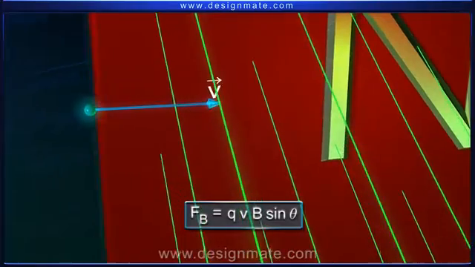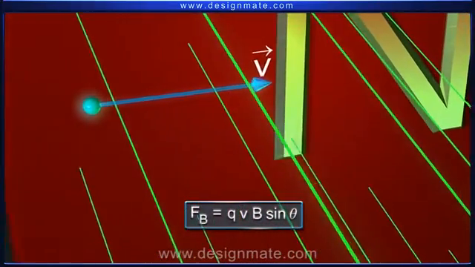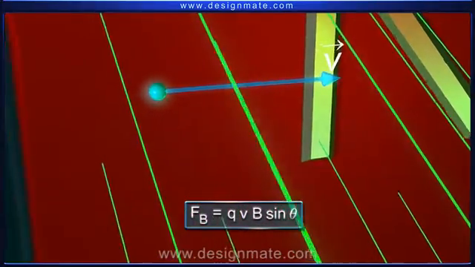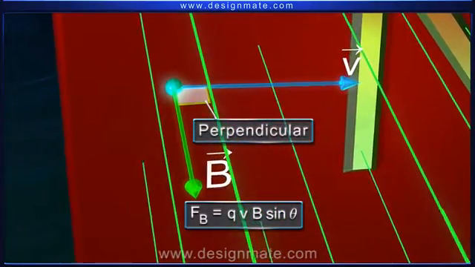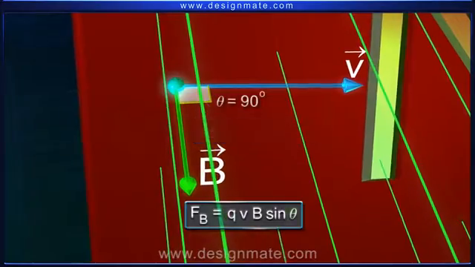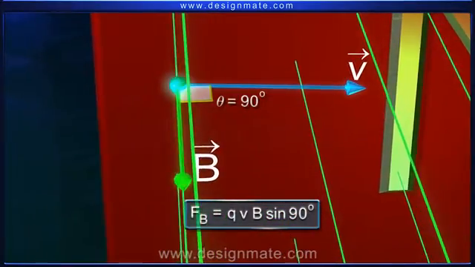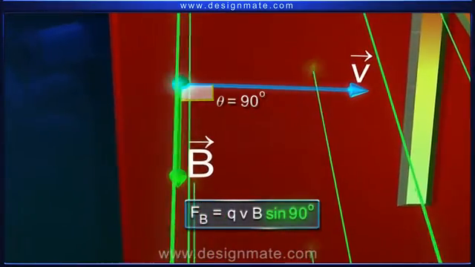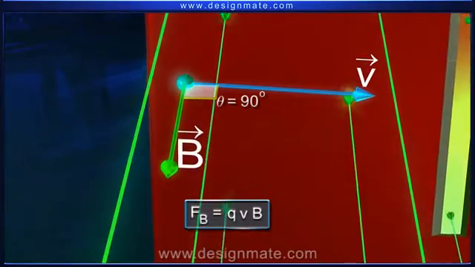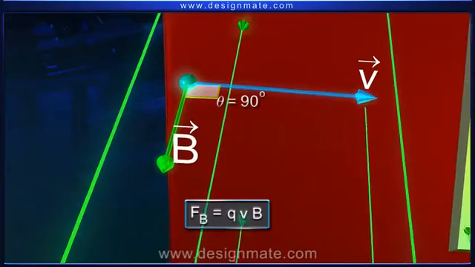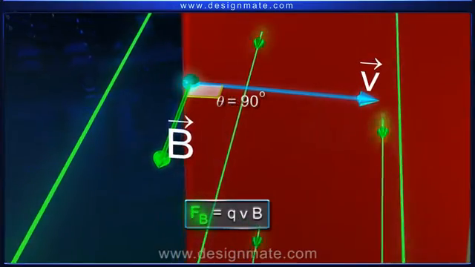Consider a freely moving positive charge q entering the magnetic field such that vector v is perpendicular to vector B. For this case, theta equals 90 degrees, and hence the magnitude of the magnetic force is maximum and is Fb equals qvB.